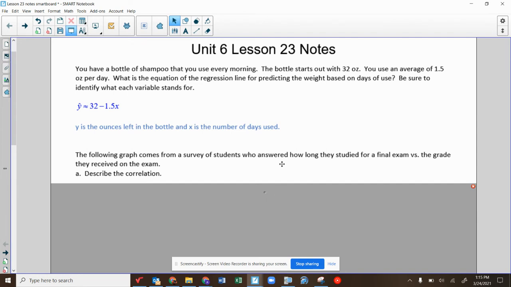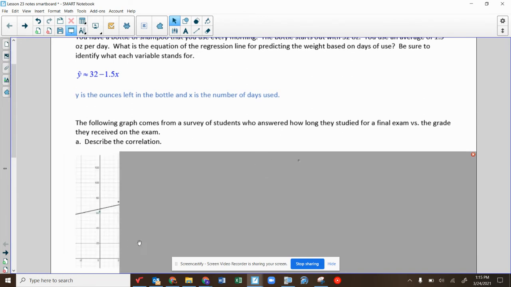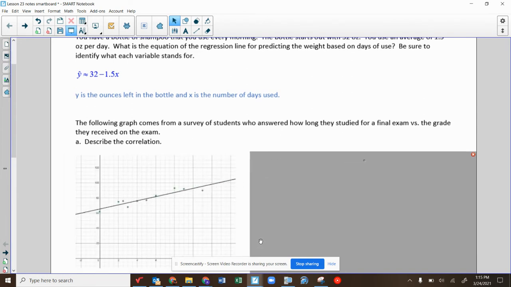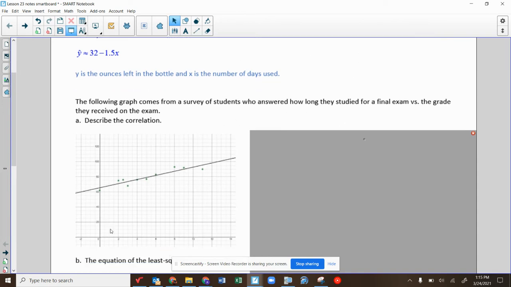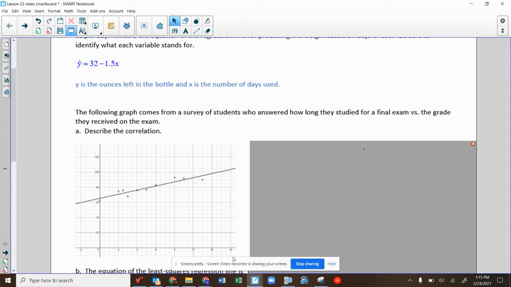All right, so the graph that I'm going to have on here is talking about how long a student studies for an exam, which is going to be the x-axis here, the independent variable, and then what they scored goes on the y-axis. So I plotted those points. It was 10 students. And then Desmos created a line that goes through that.